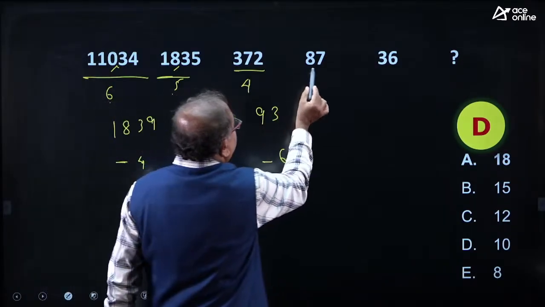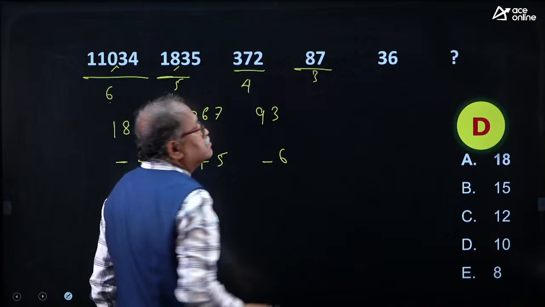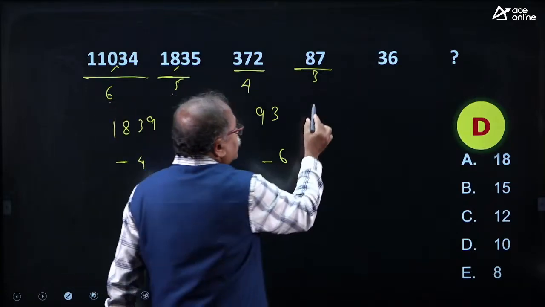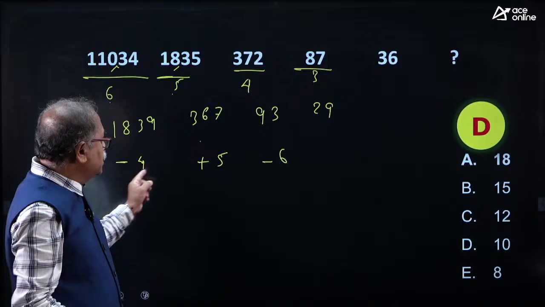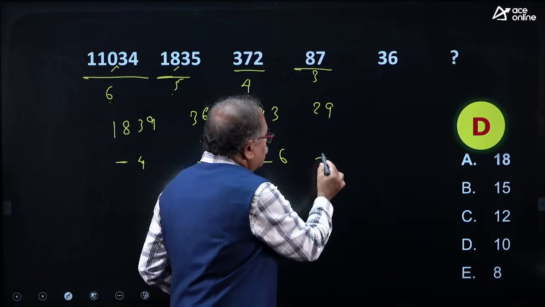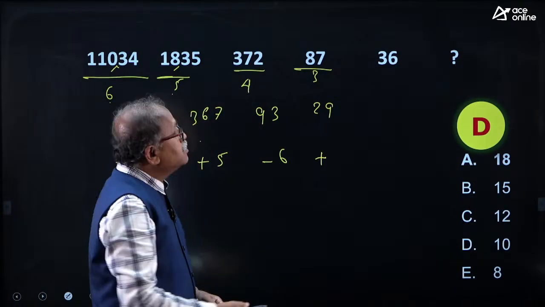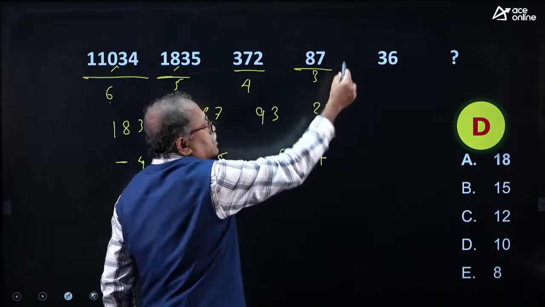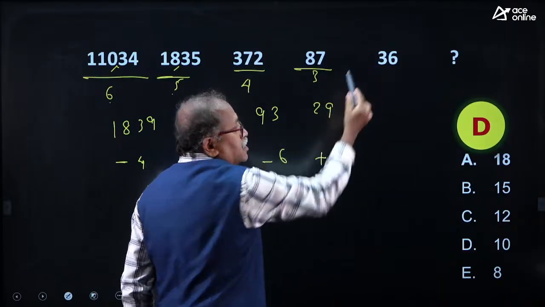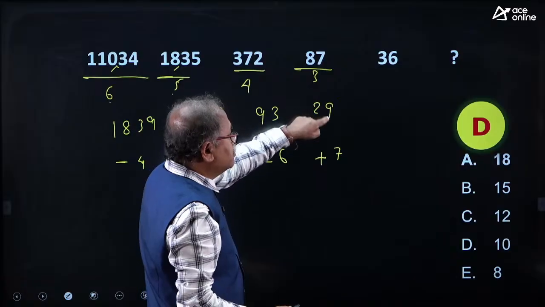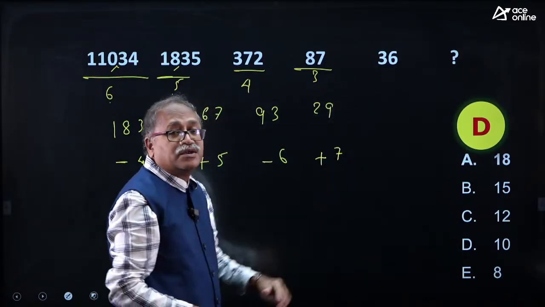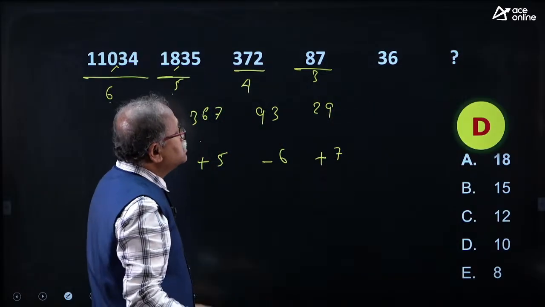So, I will divide this by 3. I get 29 over here. And look at this number, minus plus minus, here it should be plus. Next number is already there. So, I can see that it is plus 7. I am getting the next number. Here I do not need to judge, because how much I should add to 29 in order to get 36. So, up to this is over.